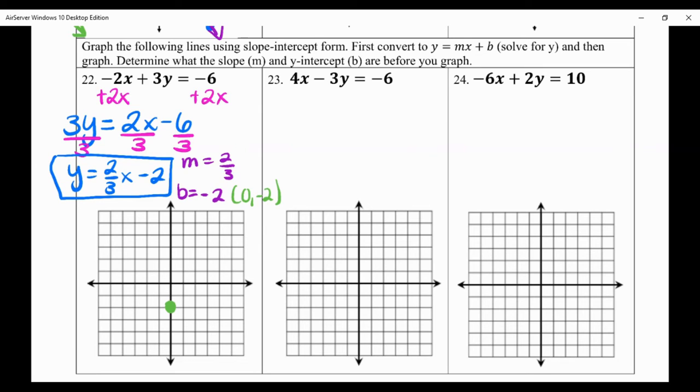Now this time I'm graphing a positive slope. So I want to graph an increasing line. To graph a positive slope, positive 2 over 3, I'm going to move up 2 to the right 3. Again, I'm going to use the orange to show my directions, but the orange is not part of the line. So from the y-intercept, move up 2 to the right 3 and make that point.